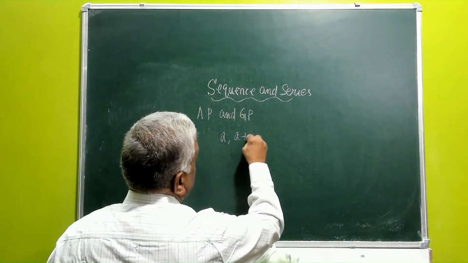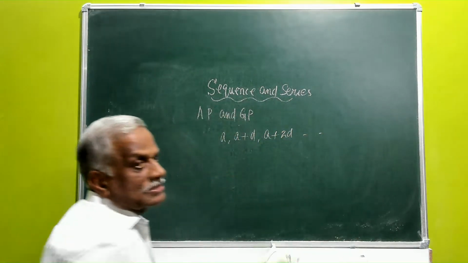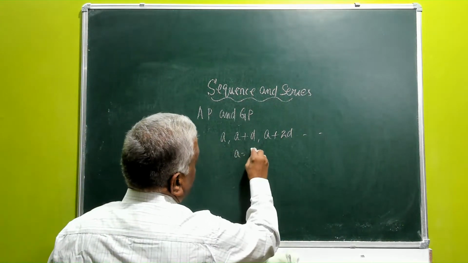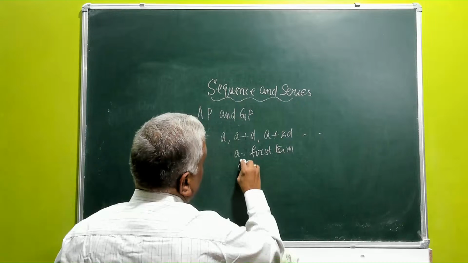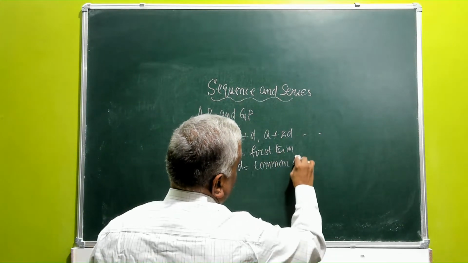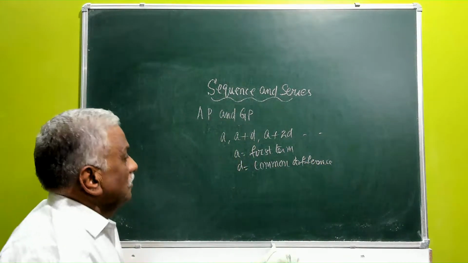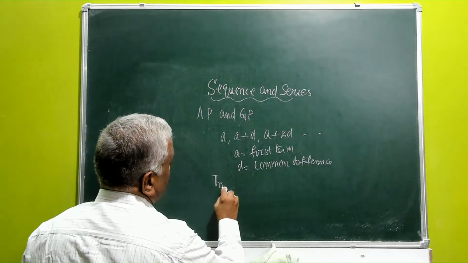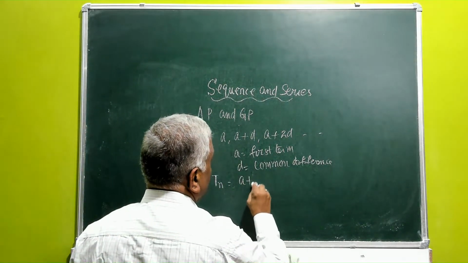Just try to be as brief as possible. a, a plus d, a plus 2d, the numbers are like this. It is called an AP. Here a is called the first term and d is called the common difference. You need to know the expression for Tn. What is Tn? Last term or the nth term. It is a plus (n minus 1) into d.